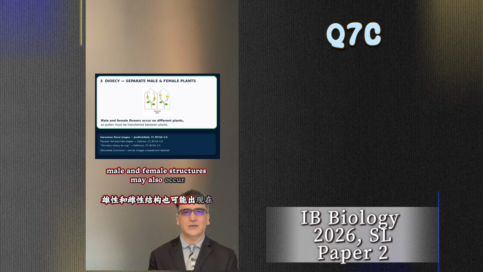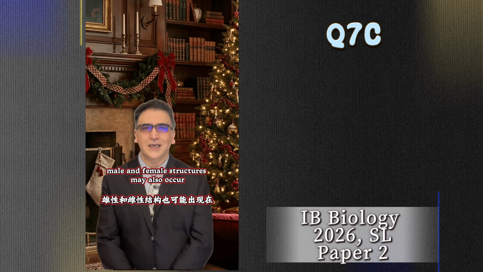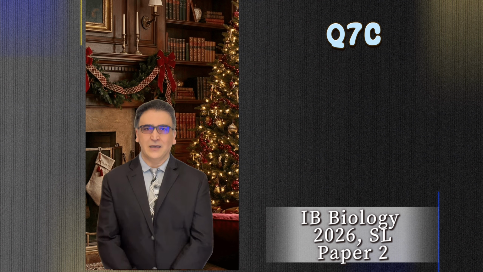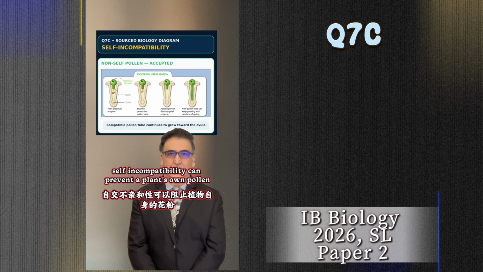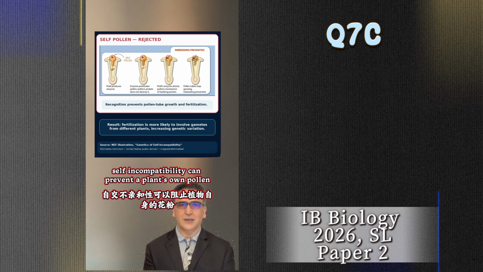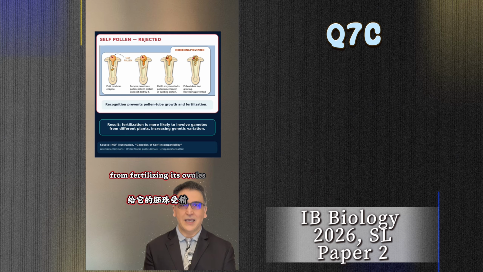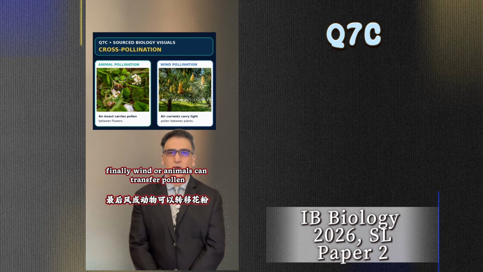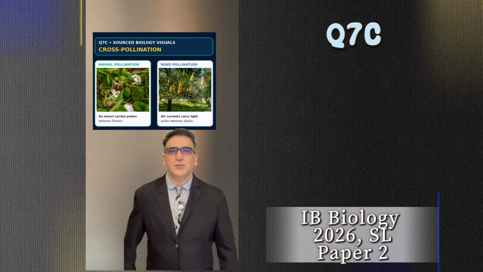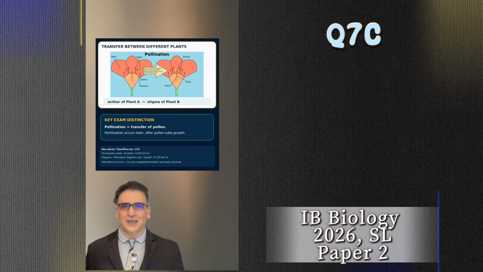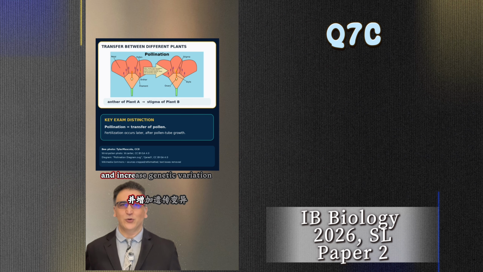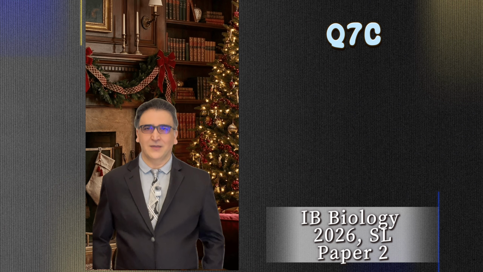Male and female structures may also occur in separate flowers or on separate male and female plants. Self-incompatibility can prevent a plant's own pollen from fertilizing its ovules. Finally, wind or animals can transfer pollen between different plants. These mechanisms promote cross-pollination and increase genetic variation.